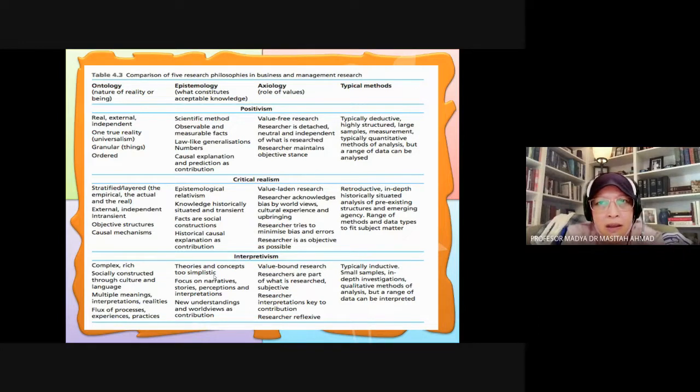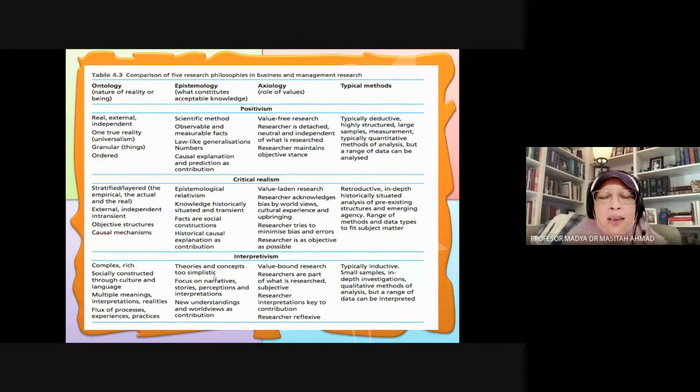And typically, we have another one, which is the axiology, the role of values. Under positivism, you might use value-free research, where the researcher is detached, neutral, and independent of the research, and maintains an objective stance, and so on. But when it comes to typical methods, typically we use deductive, highly structured, large samples, measurement, typically quantitative methods of analysis, but a range of data can be analyzed.